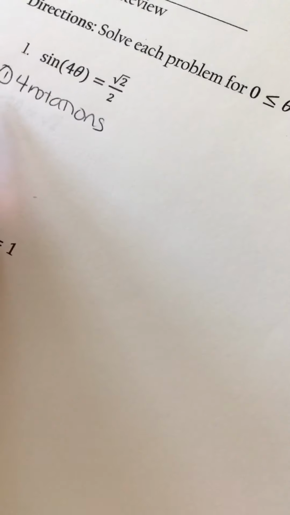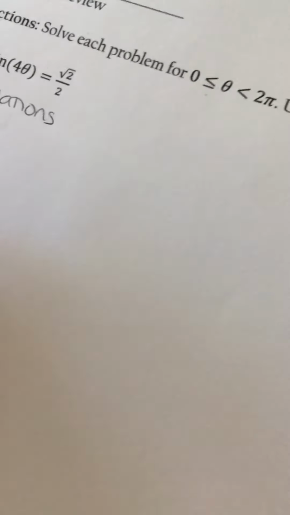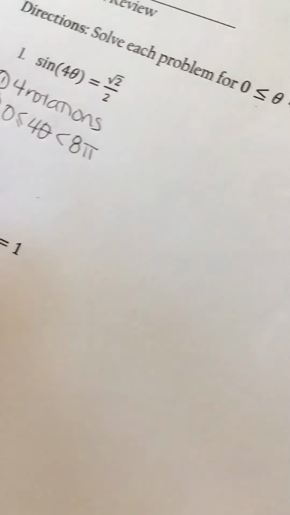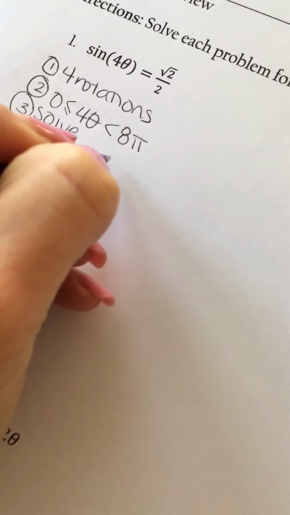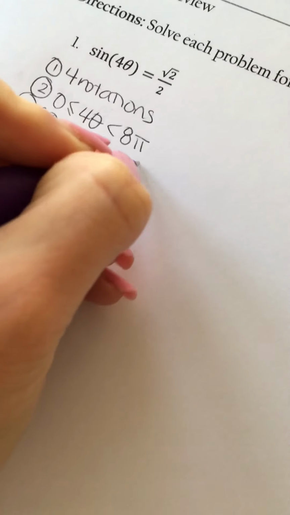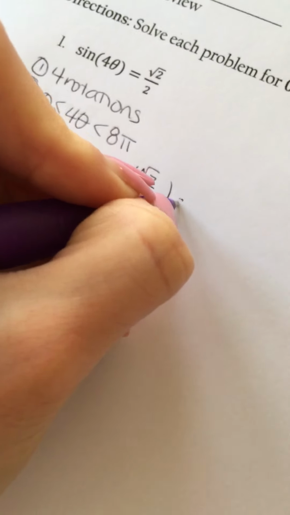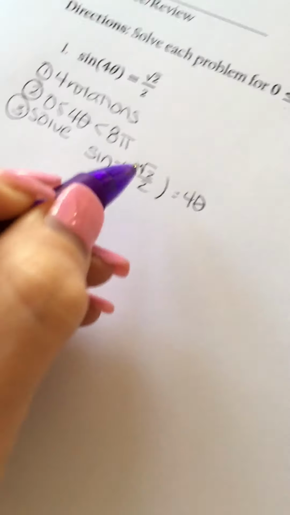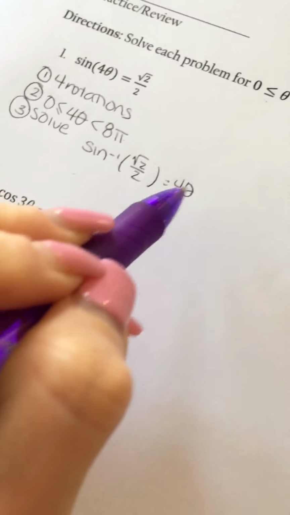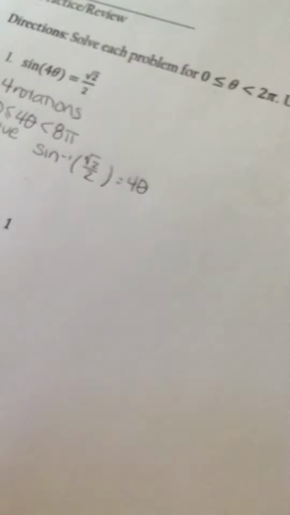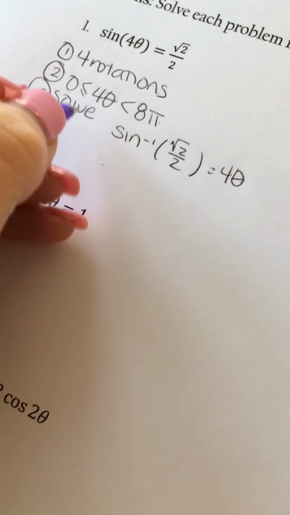We're going to probably have a lot of answers here, so just be aware of that. Step 2, we're going to change our domain. Because we're doing 4 rotations, we're going to multiply our domain by 4. So 0, 4 theta, 8 pi. And then step 3 is going to be solve. So we do sine inverse of root 2 over 2 is equal to 4 theta. Now, all of these angle measures have to be between 0 and 8 pi. When we divide by 4, those answers will be between 0 and 2 pi. We're going to do 4 rotations, so there's going to be a lot.